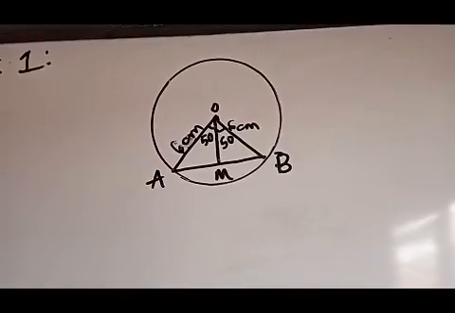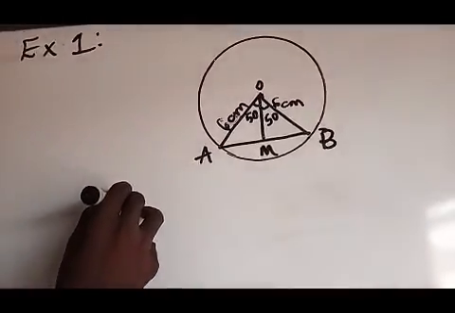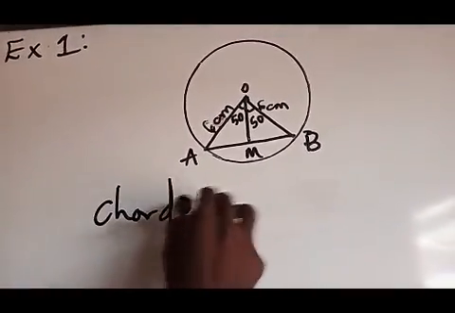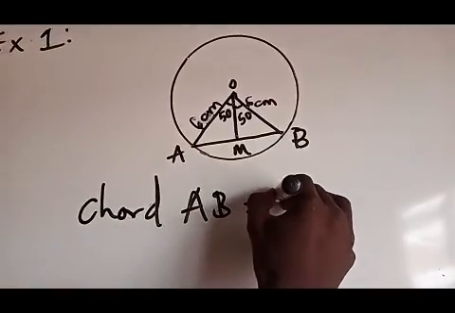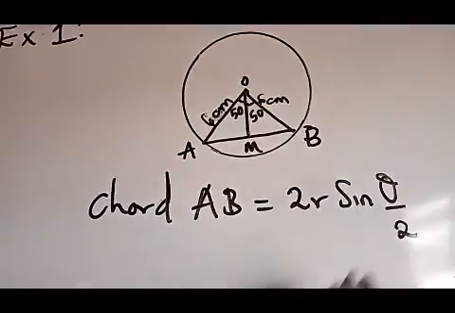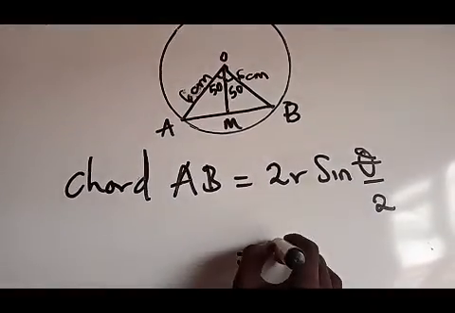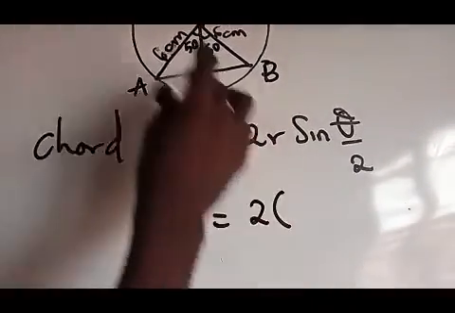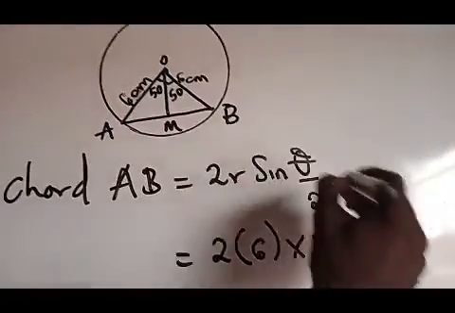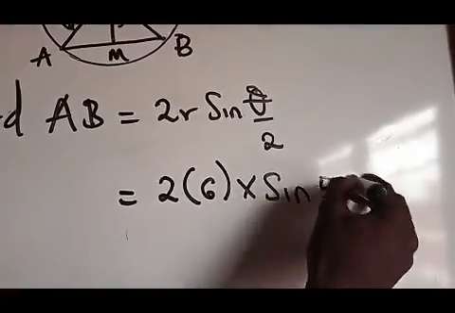Alright, so for me to get the length of my chord AB, don't forget our formula is 2r sin theta over 2. So that will be 2 multiplied by your r, which is 6, multiplied by sin. The theta that they give in the question is 100. When you divide it by 2, it gives you 50.